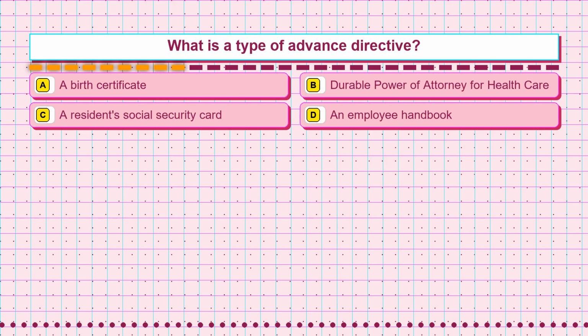Option A. A birth certificate. Option B. Durable power of attorney for healthcare. Option C. A resident's social security card. Option D. An employee handbook.